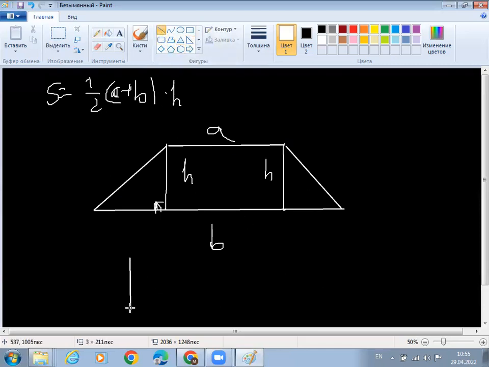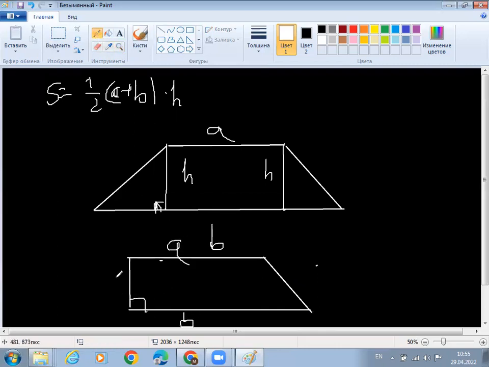For example, we can have a right angle trapezium. It's a trapezium like this. This is A, this is B. This is the height here. This side is also the height. You have to keep it in mind.